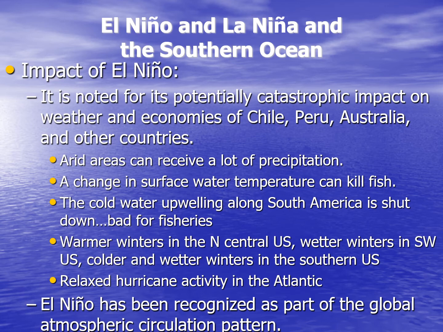How about the United States? Warmer winters in the north central U.S., wetter winters in the southwest U.S., colder and wetter winters in the southern U.S. Most importantly, when you have El Nino, you have a relaxed hurricane activity in the Atlantic. By the way, El Nino and La Nina together are also referred to as southern oscillation. Okay, so sometimes it's referred to as ENSO, E-N-S-O.